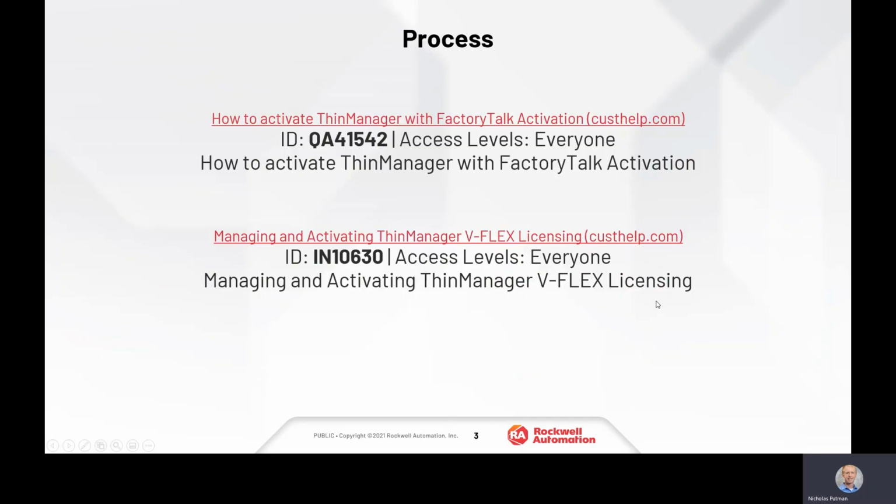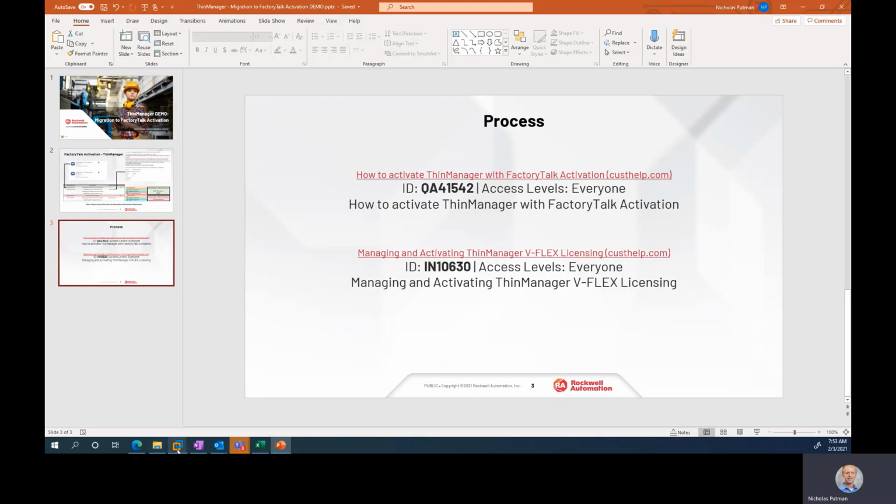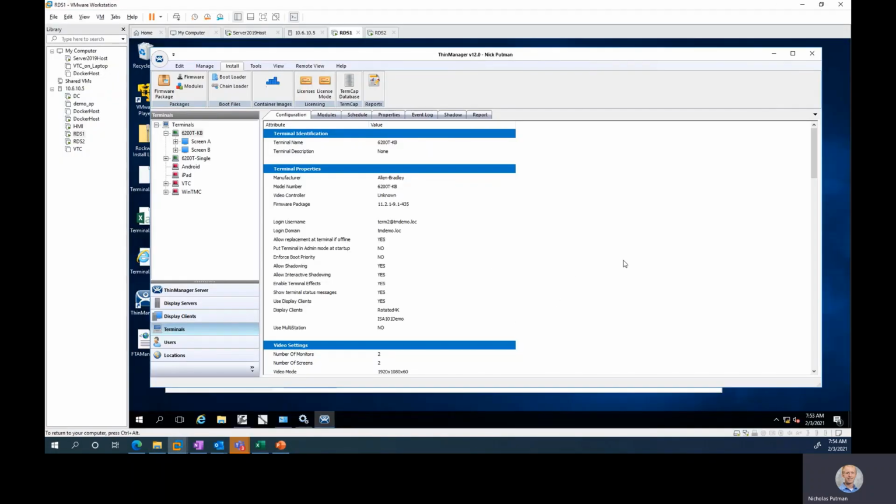So let's take a look at actually going through the process of installing our new FactoryTalk Activation and migrating from the ThinManager Activation that we had previously in our system to FactoryTalk Activation. There are a couple of answer IDs that you'll find extremely helpful and that have documented the process that I'll walk through in the video today. You've got answer ID 41542 on how to activate ThinManager with FactoryTalk Activation, and then we've got IN10630 for managing and activating ThinManager VFlex licensing. So I'm going to go ahead and switch to an environment to show you how to actually go about doing the installation.